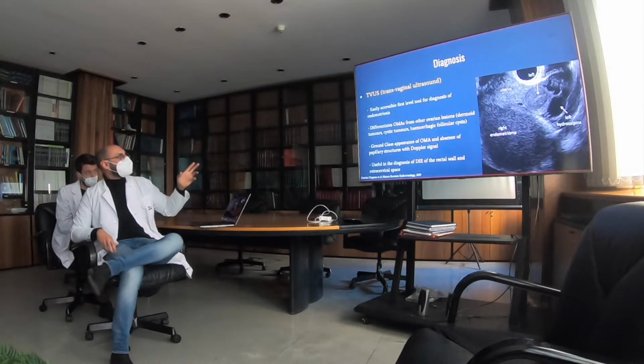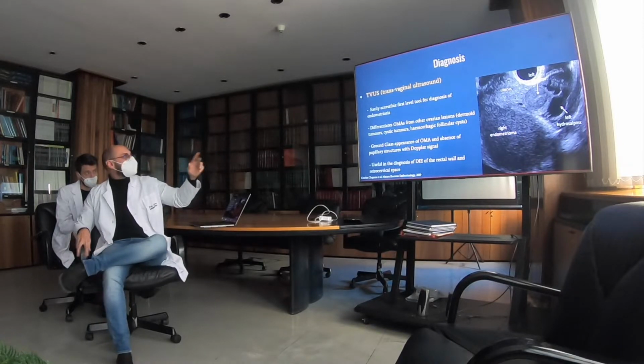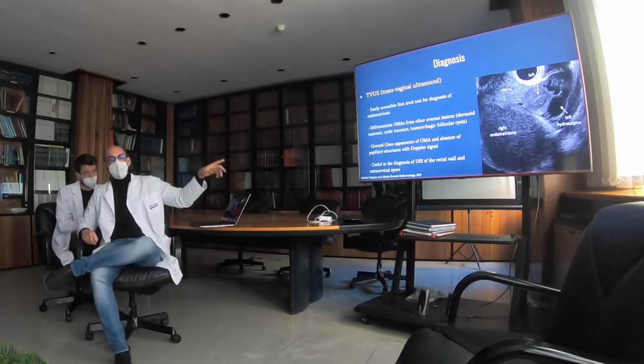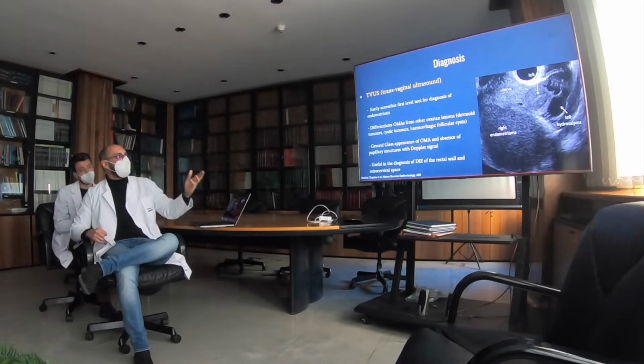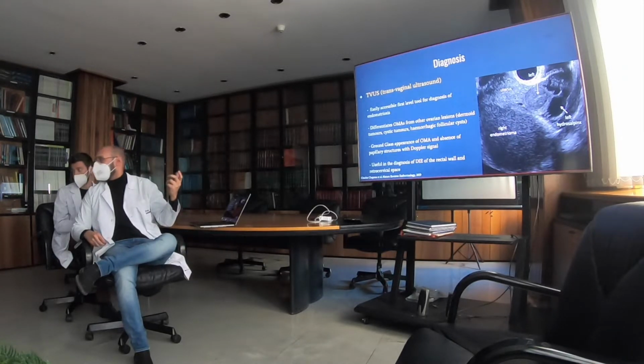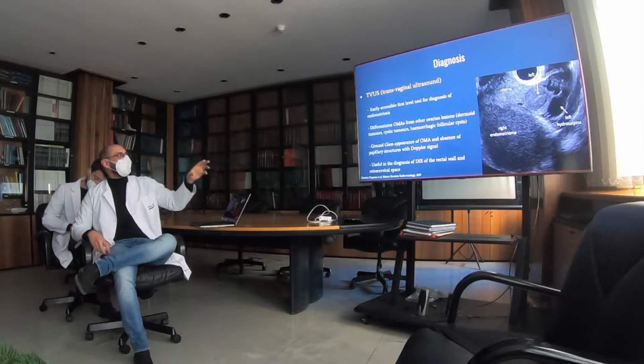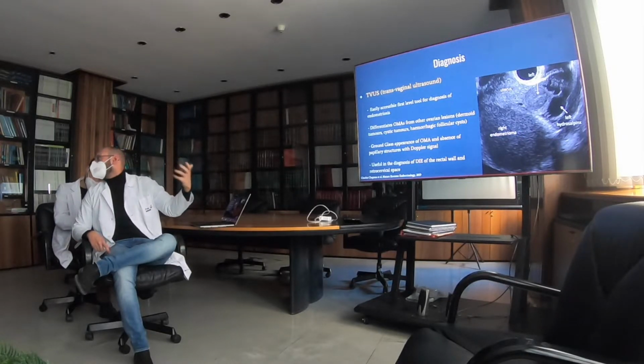And it can allow us to differentiate OMAs, which are endometriomas, as we said earlier, from other ovarian lesions, especially teratomas, which are dermoid, cystic tumors, or hemorrhagic follicular cysts. For example, in this image on the right, we see 2 endometriomas, which are these lesions noted in the image. They can have a homogeneous, ground glass appearance during TVUS, and during Doppler examination, they don't show any papillary structures with Doppler signal inside.